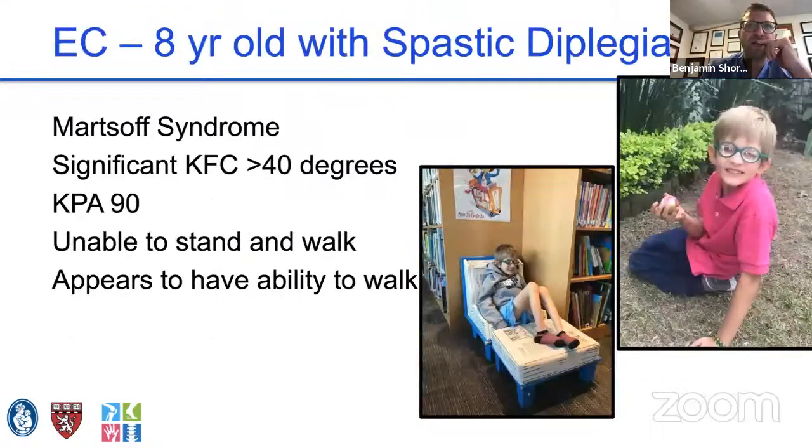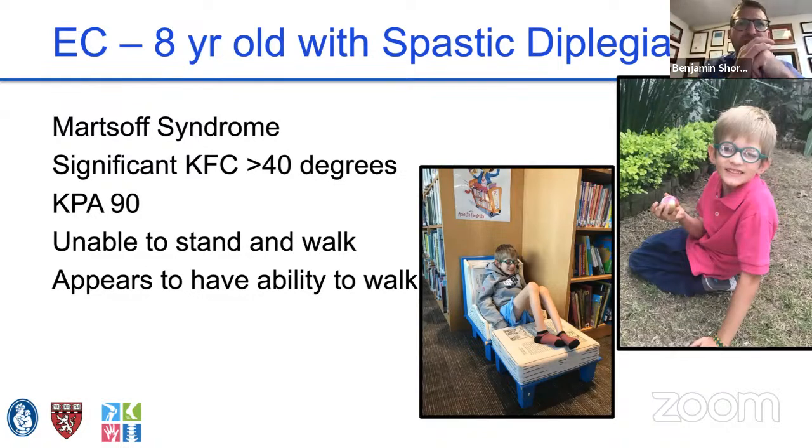And so I just show a quick case here. This is an 8-year-old boy who is from Mexico. He has Martsolf syndrome, which is like a spastic diplegia, but from a genetic etiology. Pretty significant knee flexion contracture. So before I saw him, he could not walk. He got around on his knees.